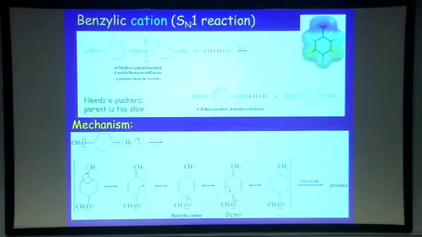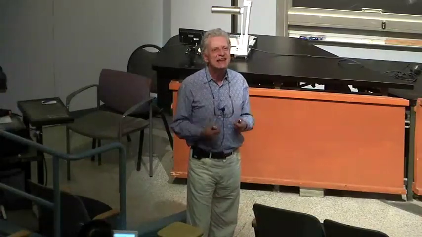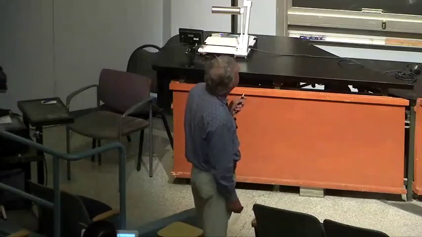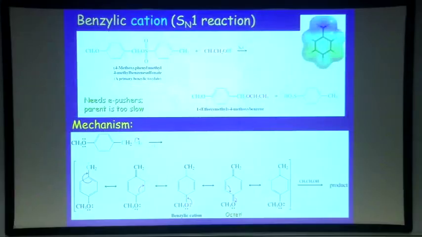That is, the leaving group will leave and give you the benzylic cation, and that will then be trapped by the ethanol. Interestingly, you need a little bit of a kick. The parent system, without the methoxy, in other words, benzyl itself, phenyl methyl itself, is too slow to undergo an SN1. The benzylic cation is just not stable enough, interestingly. But with methoxy, you can observe that very nicely, and you get the SN1 reaction.